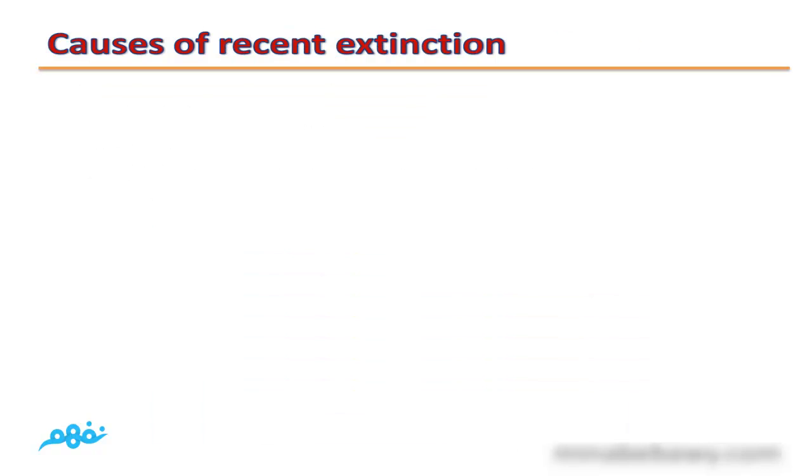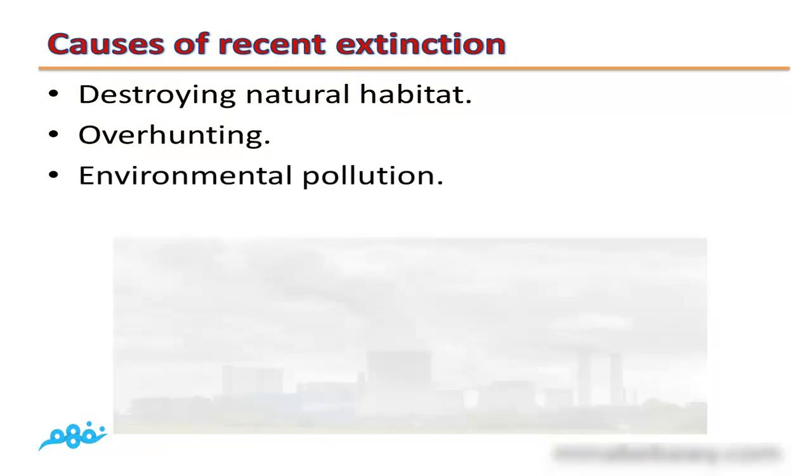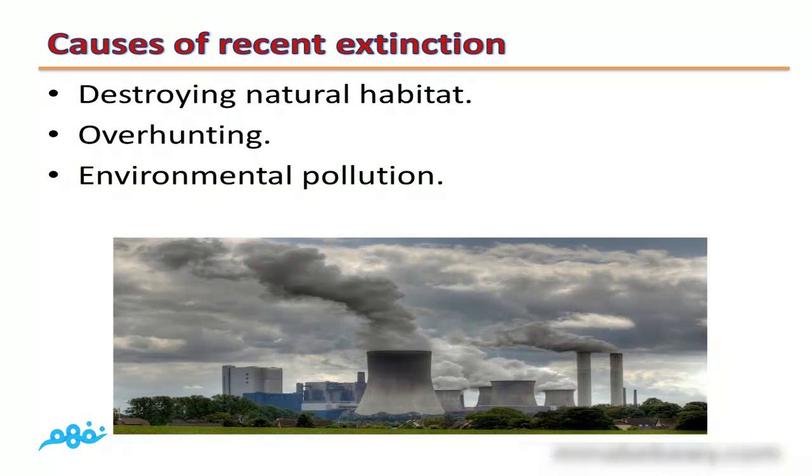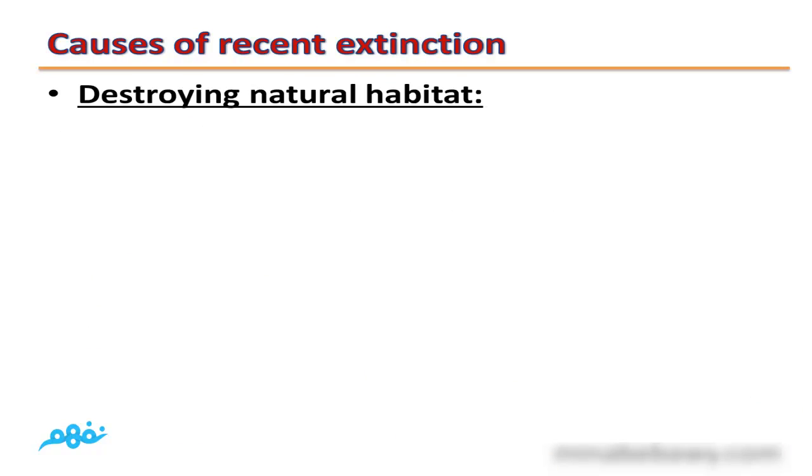Causes of recent extinctions. The first cause is destroying natural habitat. Then overhunting, environmental pollution, climatic changes, and natural disasters. First, let's talk about destroying natural habitat.